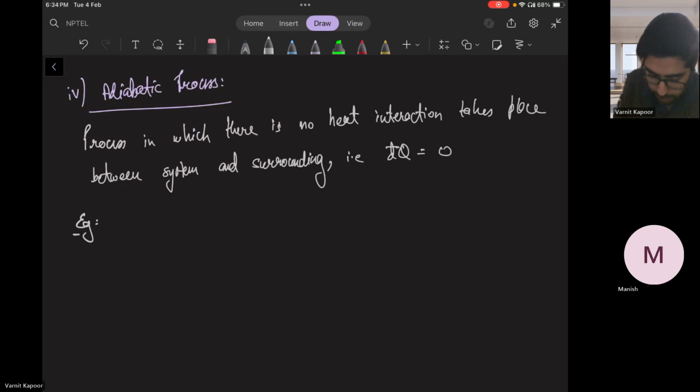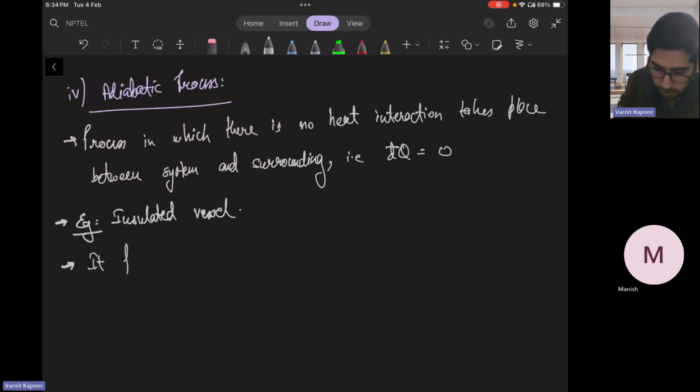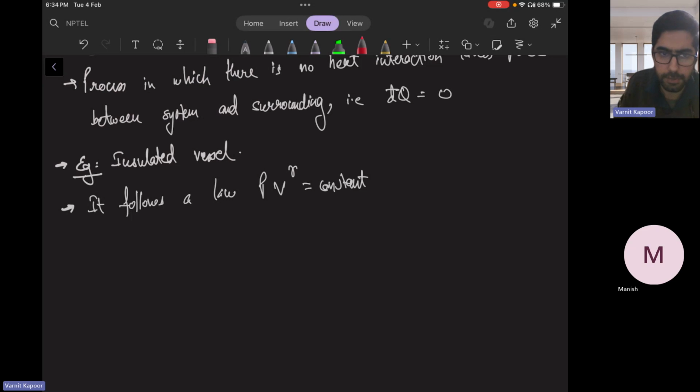Example, you can have an insulated vessel and it follows a law. The adiabatic process follows PV raised to the power of gamma is equal to constant. Okay, where gamma, as in the last lecture also we did, is Cp by Cv, the adiabatic index, that is Cp over Cv. All right.